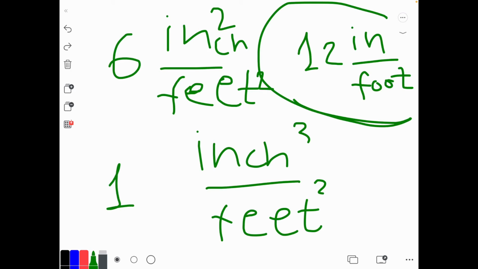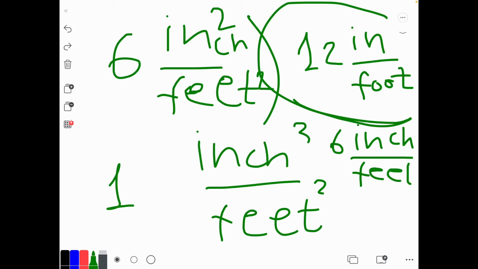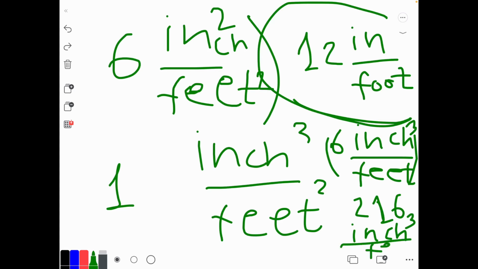But if I do cubic on both sides, let's say I have 6 inches per foot, and I cube this, I'm going to do 6 times 6, 36, and 36 times 6, if I do this in the calculator, give me 1 second, is 216 inches cubed over feet cubed.